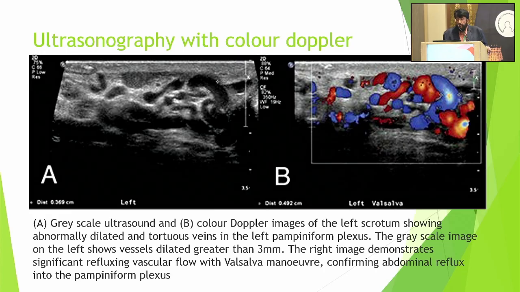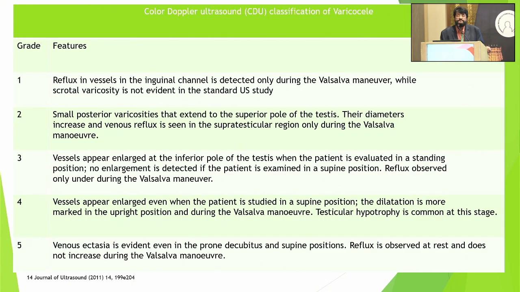If you are able to see dilated vessels on ultrasound which are more than 3 millimeters, you can see the image demonstrating significant reflux of the vascular flow with the Valsalva maneuver, confirming it to be varicocele. Now, when you do the color Doppler, you have to have certain features.